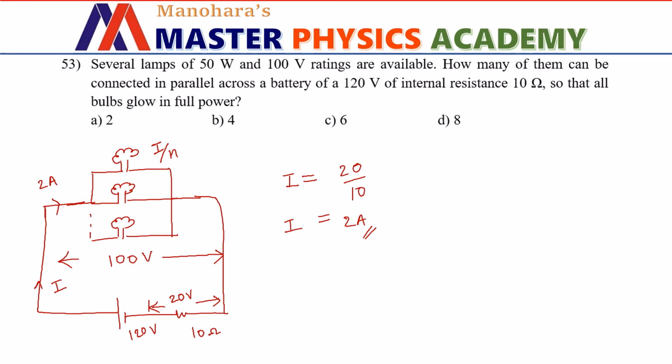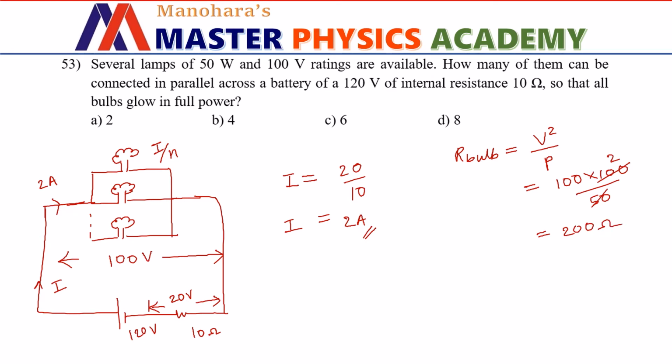Now I need to get the resistance of each bulb. So that can be estimated. Resistance of each bulb will be given by V squared by P, according to the definition of power, that is V squared by R. So V squared is 100 into 100, divided by power, which is 50, right? So it is going to be 200 ohm.